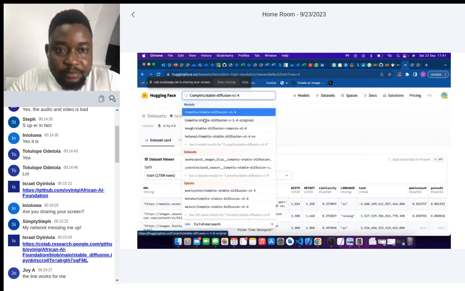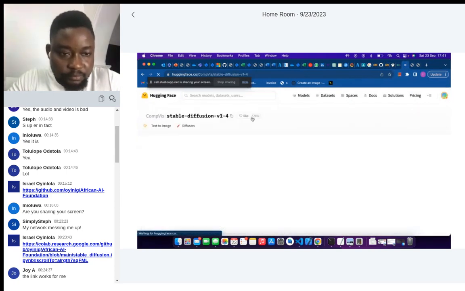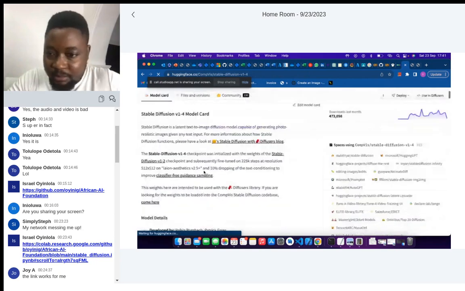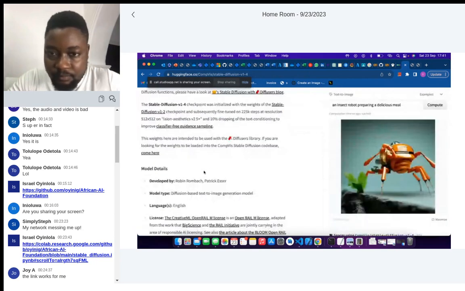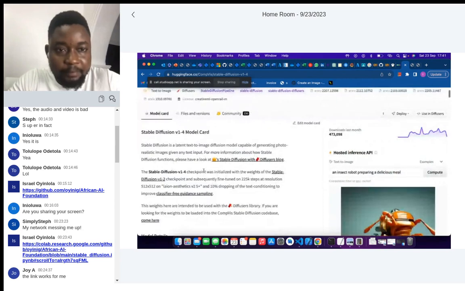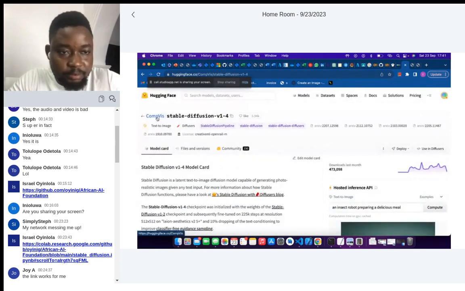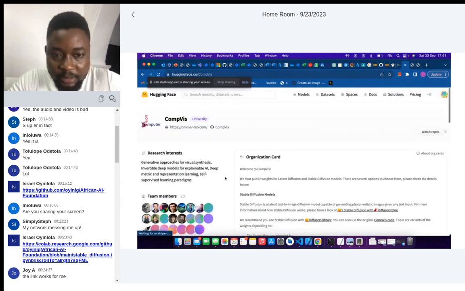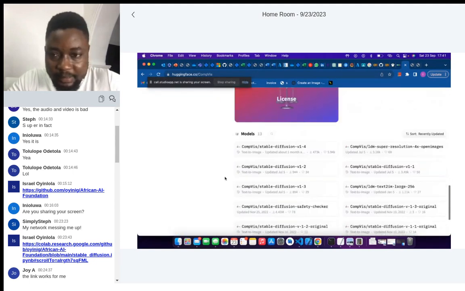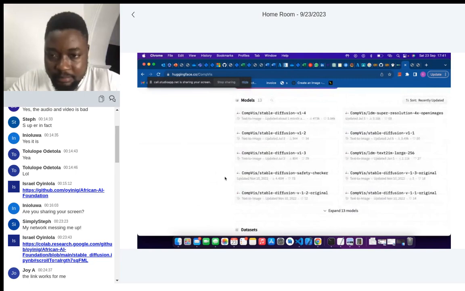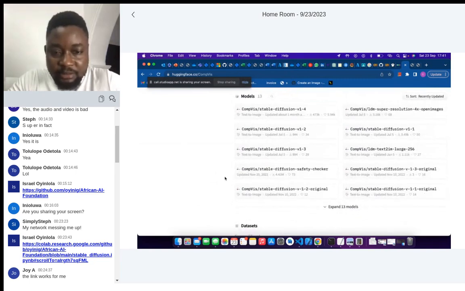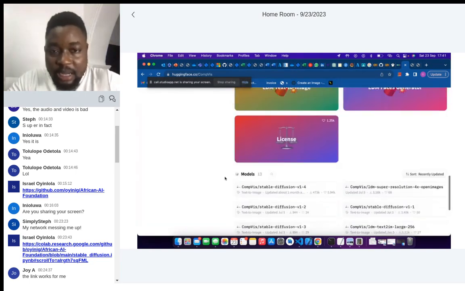All right, so this is the model. This is the model right here. Okay. So who owns it? CompVis. CompVis owns the model. They have a whole lot of generative AI models on their repository.